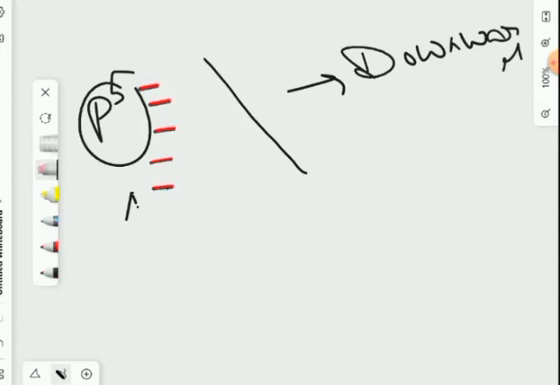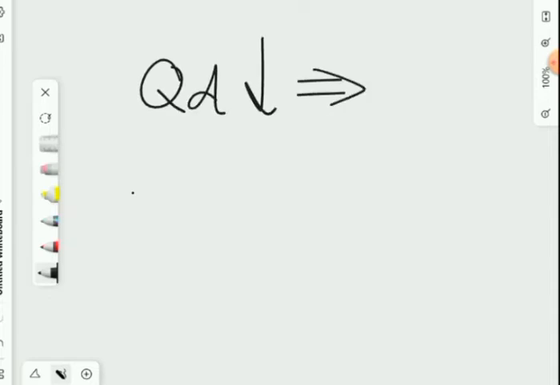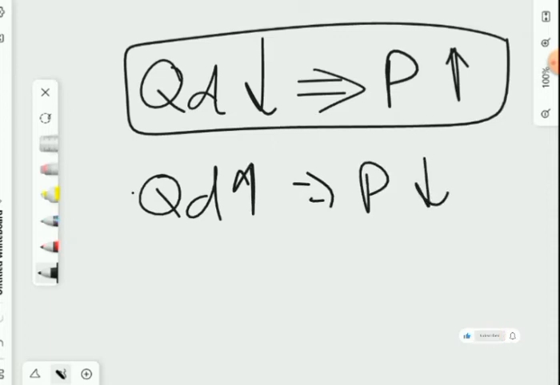So this is an inverse relationship between quantity demanded and price of the commodity, and this is given in the law of demand. So law of demand states that the quantity demanded of a commodity decreases with increase in the price of commodity, and vice versa. So quantity demanded will increase with decrease in the price of commodity. So this is an inverse relationship.